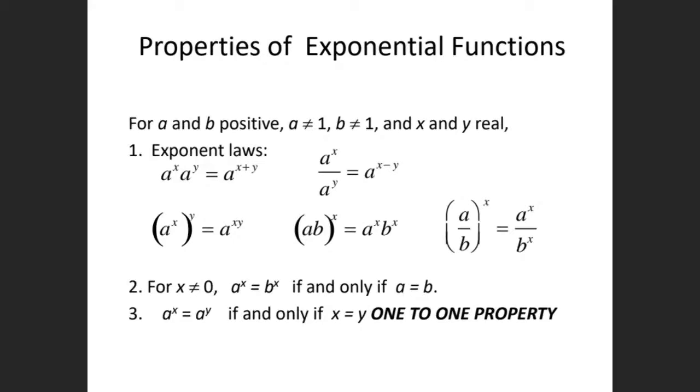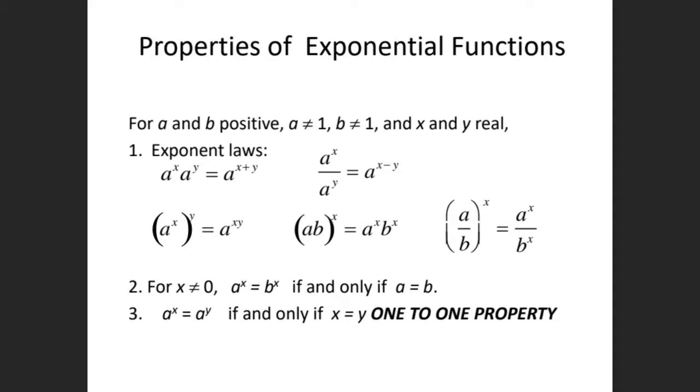So let's look at some of our properties for exponential functions, or our laws. The first one that we see here is our product rule. When we have two exponents that have the same base, and we're multiplying them together, we're going to add the exponents. Inversely, if we have two exponential expressions that we're dividing that have the same base, we will subtract the exponents.